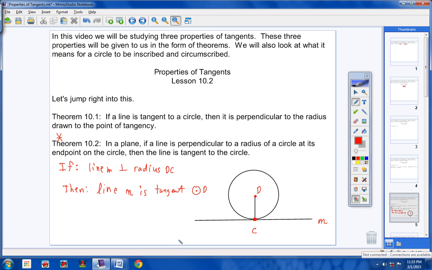So, pretty much just what we looked at before in theorem 10.1, now it's just reversed in theorem 10.2, and you actually could have written both these theorems as one if you use the words if and only if. Like you could say something like a line is tangent to a circle if and only if it is perpendicular to the radius, and that would cover both theorems, okay? So 10.1, if a line is tangent to a circle, then it will be perpendicular to the radius at the point of tangency. And if a line is perpendicular to a radius at the point of tangency, then the line is tangent to the circle, okay? So there's these two theorems here.